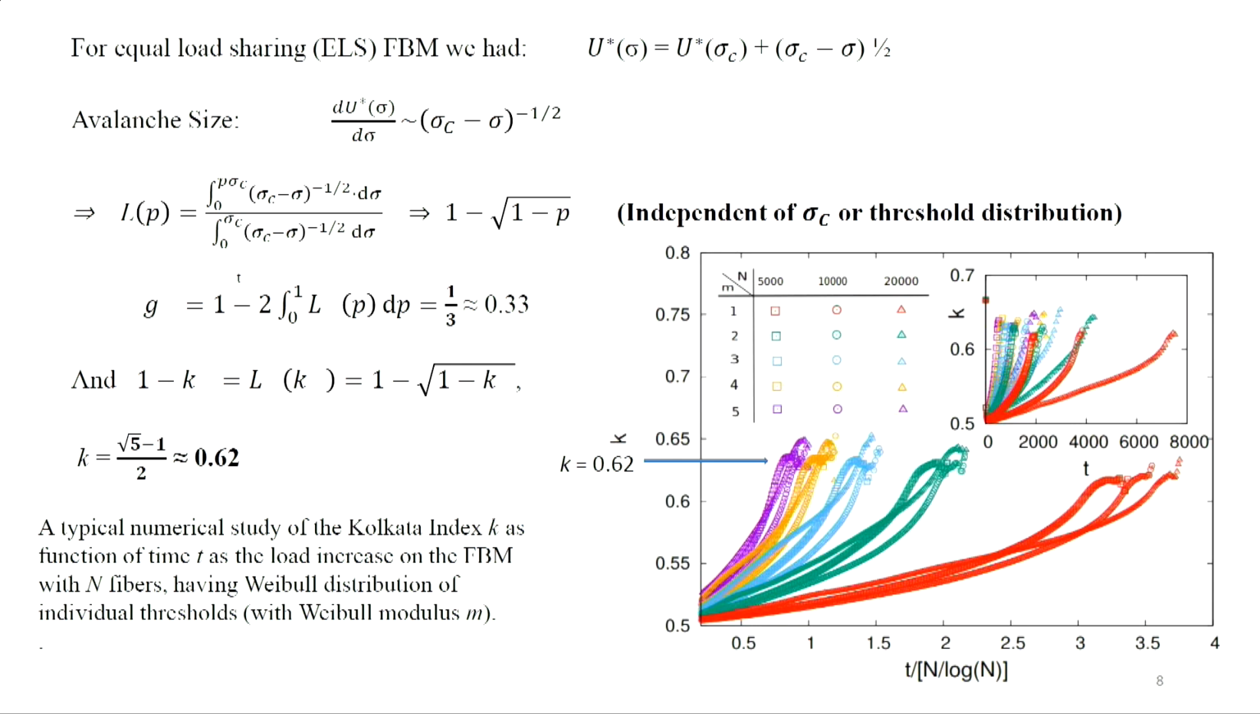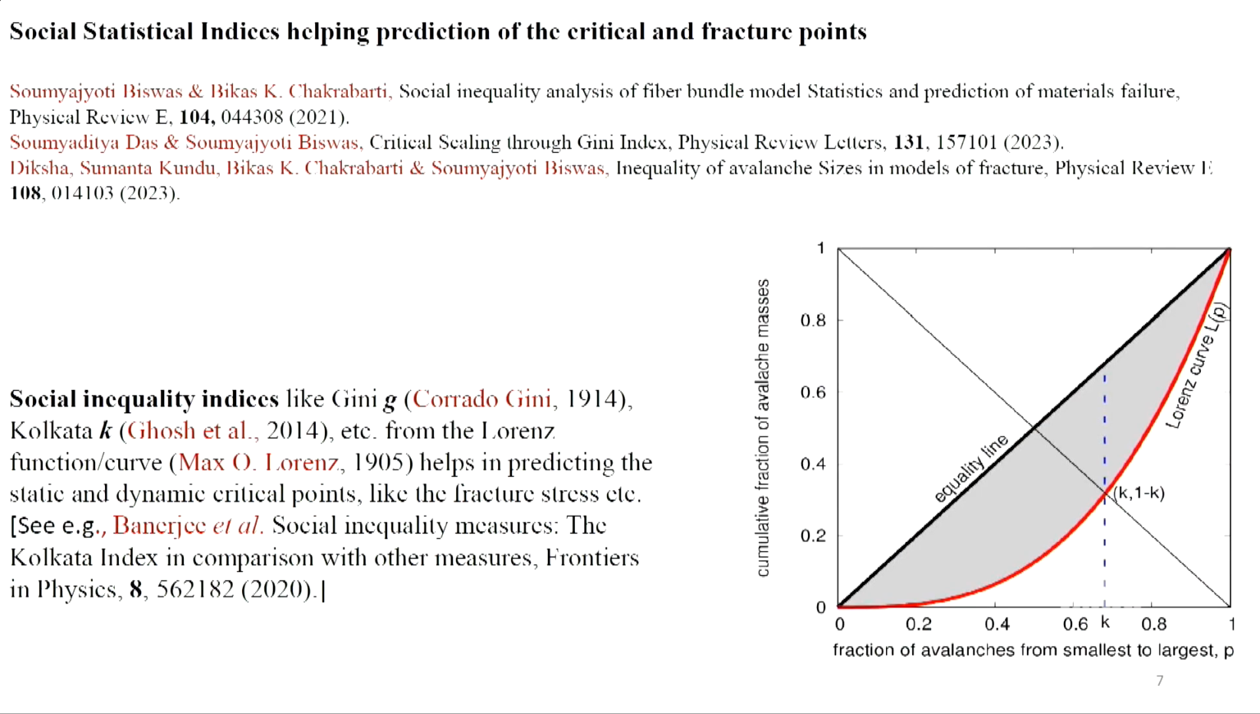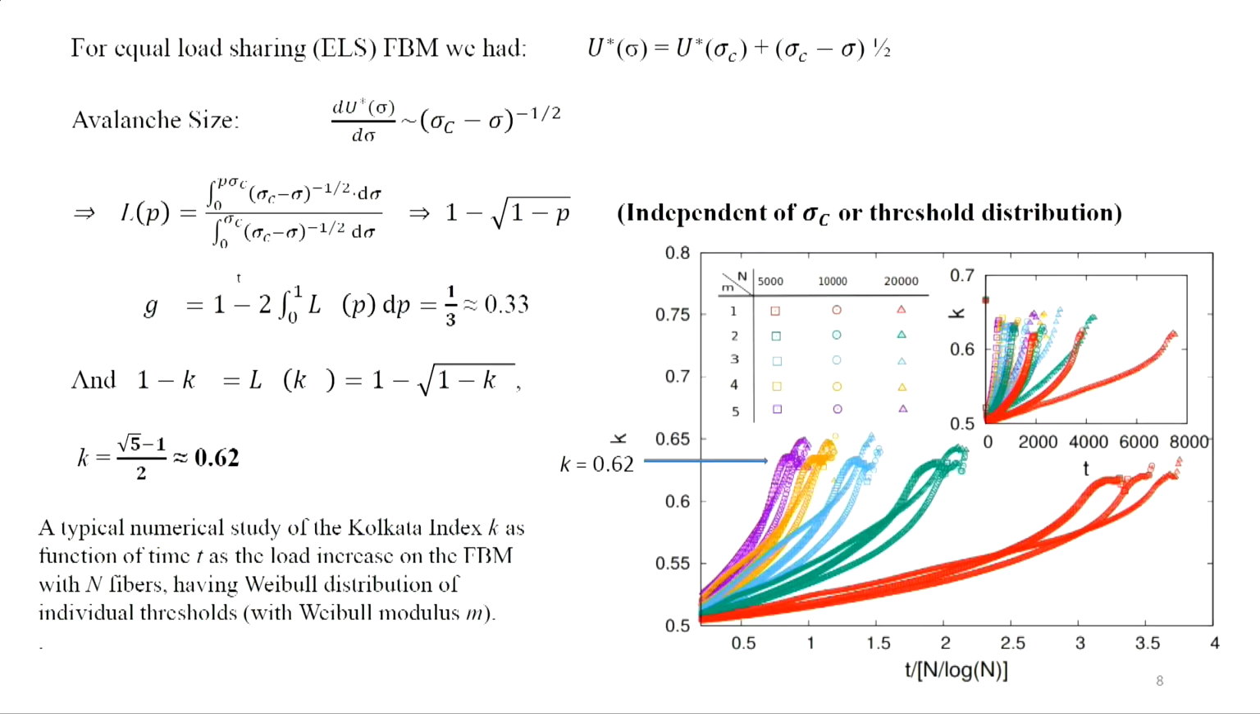If you define that as an avalanche cluster size, then the Lorenz function that I discussed in my earlier mail, you can get an exact form for that, and this will be this. And so the Gini coefficient is exactly calculable, 0.33, which Sweden and others say, and the Kolkata index or generalized Pareto index will be exactly (root 5 minus 1) by 2, which is 0.62.